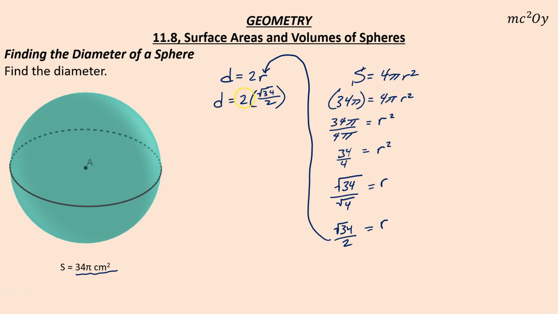Well, the 2's cancel, right? That cancels that. So I'm left with the diameter is root 34, which, by the way, is approximately 5.8 centimeters. So once again, exact and rounded.